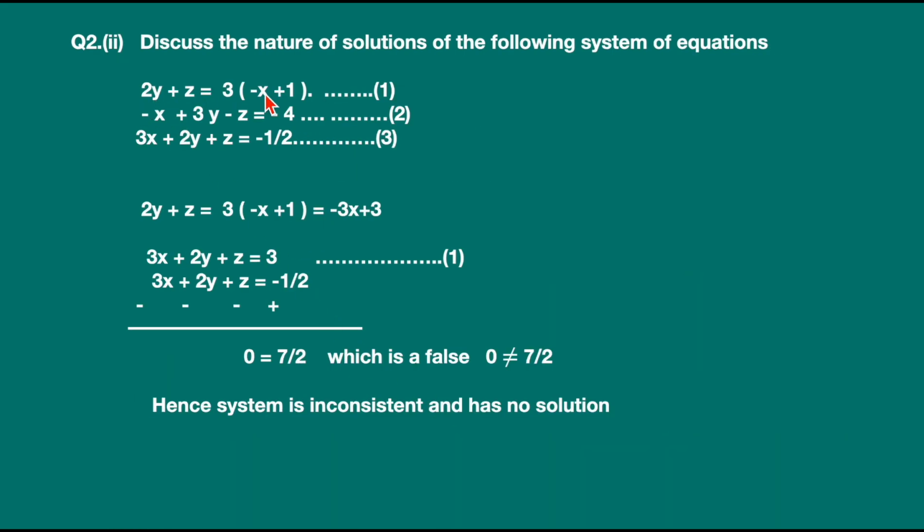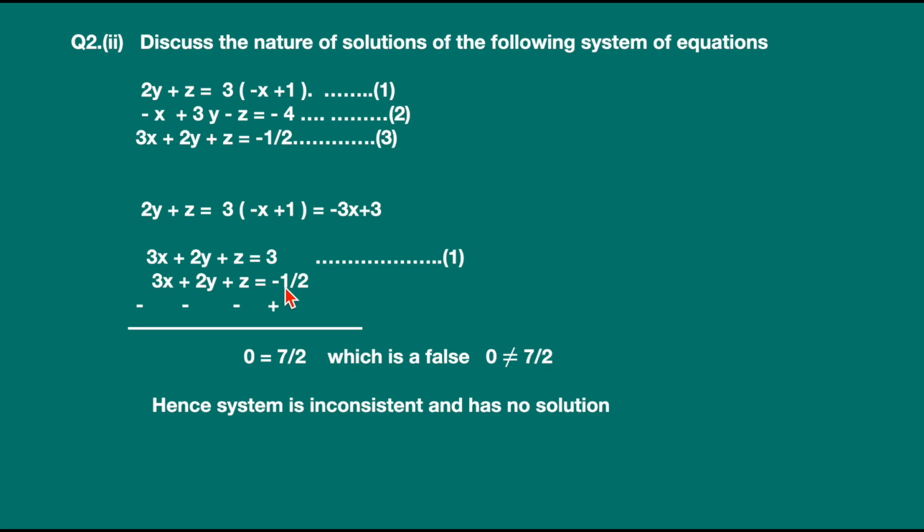Second sum. So here it is. This is the first equation, second equation, third equation. First let us simplify this. You get 2y plus z is equal to minus 3x plus 3. If you write it in the proper form, you will get it in the standard form: 3x plus 2y plus z is equal to 3. I have taken minus 3x to the LHS. So this is the first equation in the standard form.